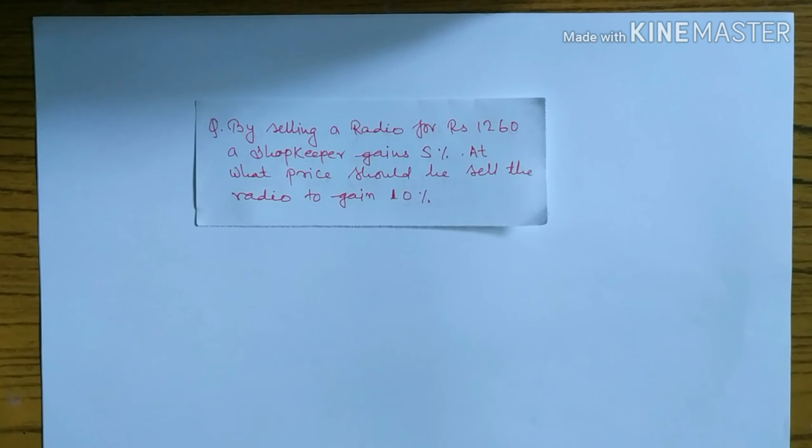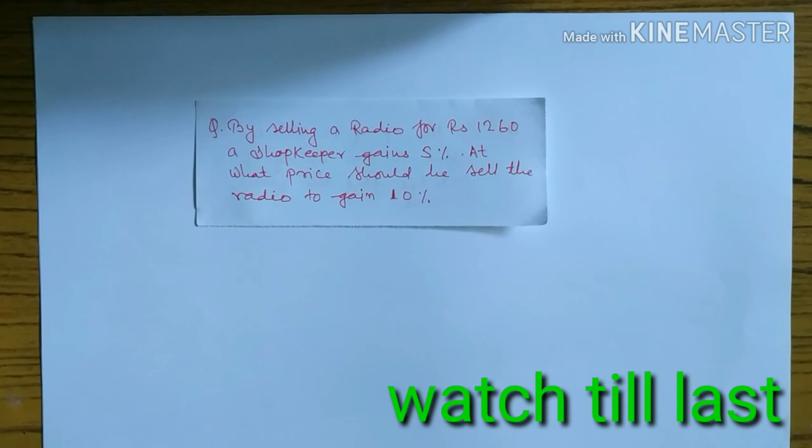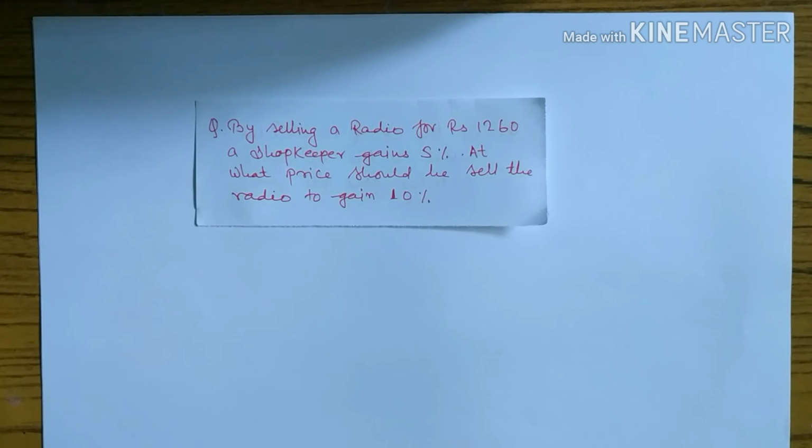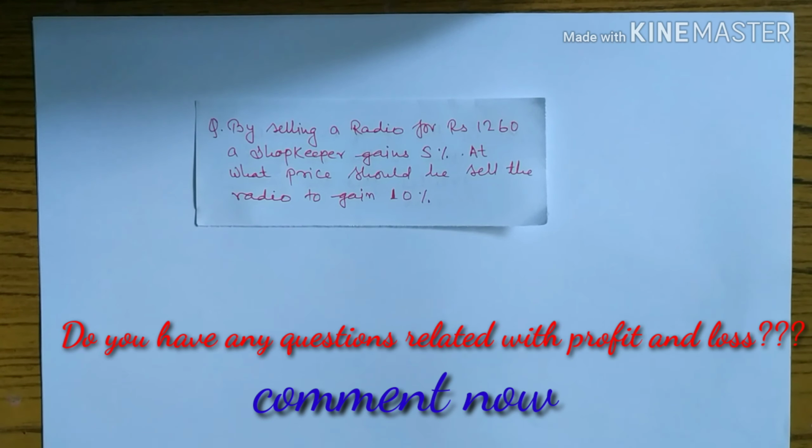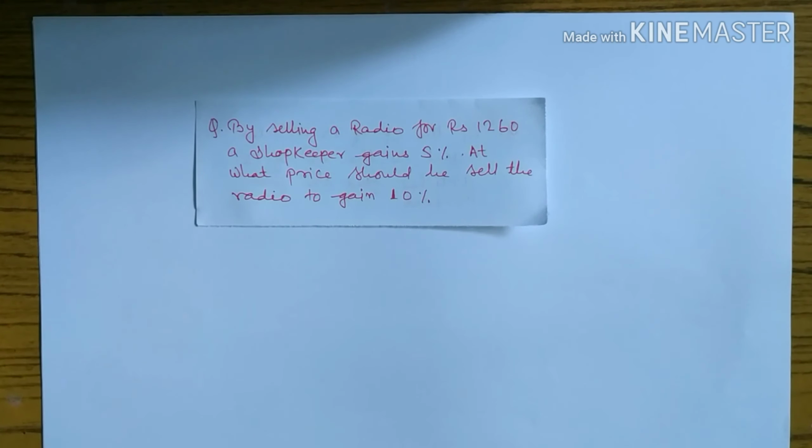Question related with profit and loss. By selling a radio for rupees 1260, it means the selling price of the radio is 1260. A shopkeeper gains 5% when he sells that radio at rupees 1260, so he gets a profit of 5%. At what price should the radio be sold to gain 10%?